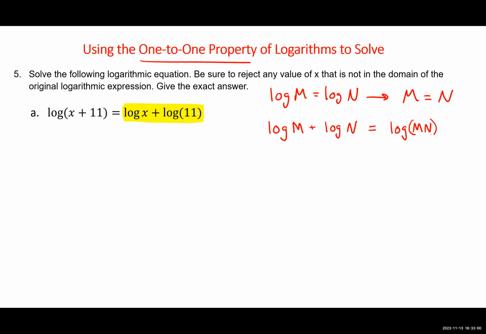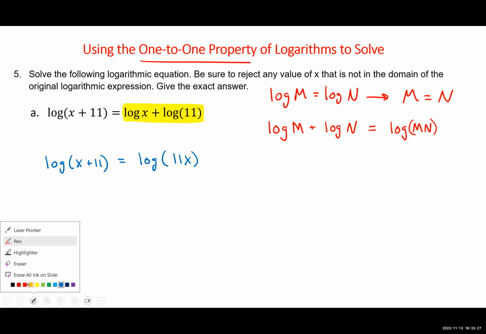Right, so that's one of those rules on that list at the very beginning of the slideshow. So these 2 logs come together. We've got the log of x plus 11 is equal to the log of x times 11. And so we're basically doing a little loop here.